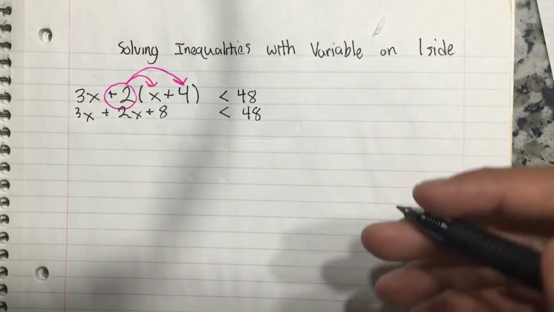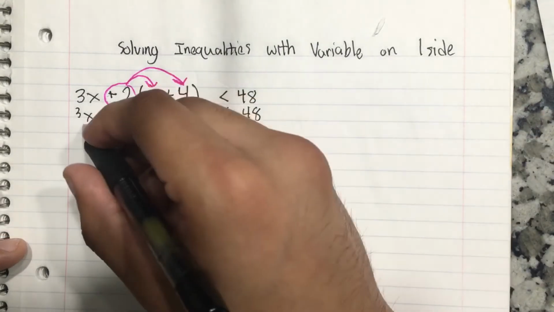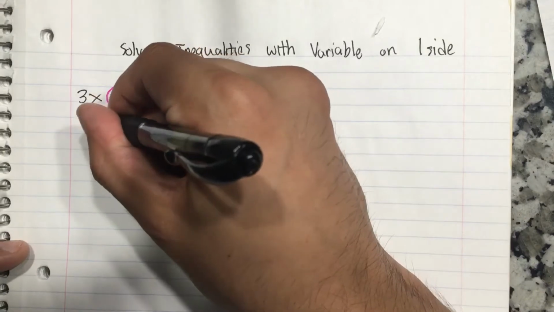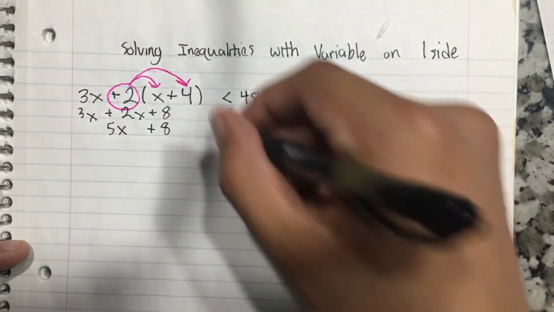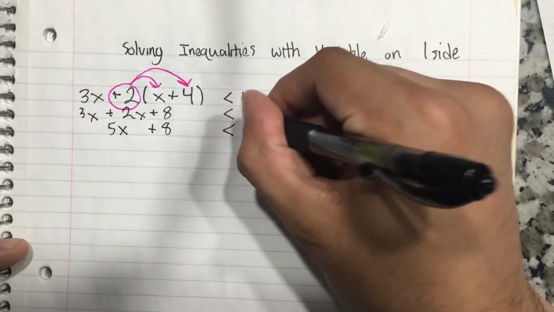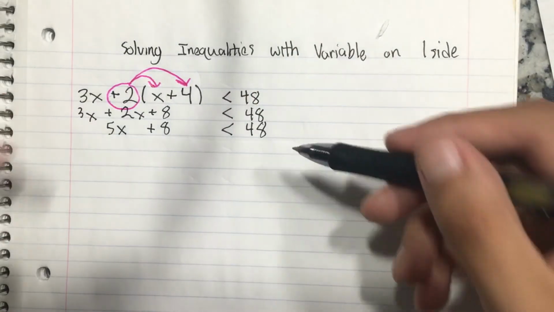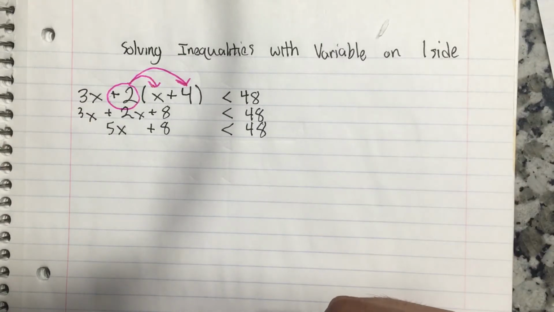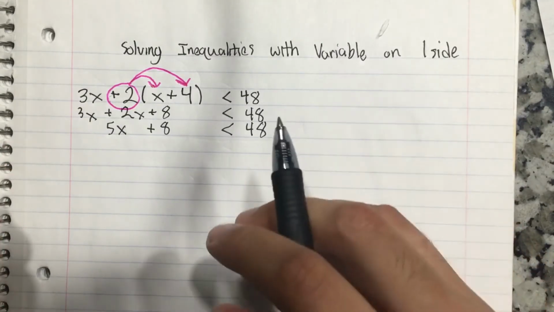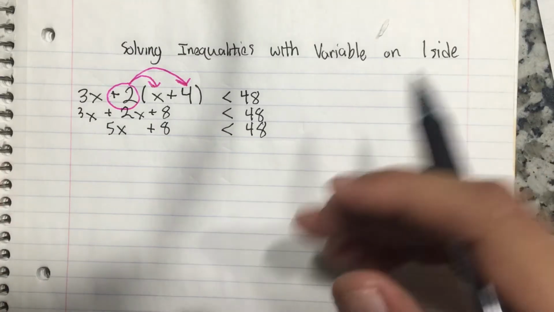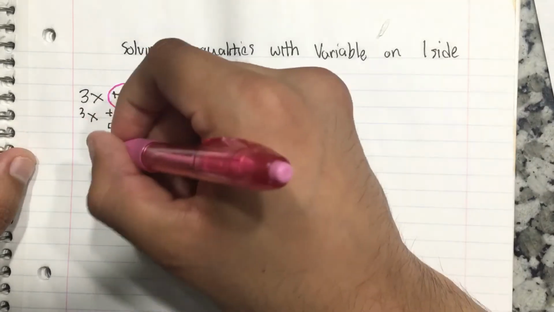Now we notice our left expression is already in descending order, so we don't need to rewrite it. We could just go ahead and combine our like terms. Let's add up all our x's. 3x plus 2x gives us 5x plus 8 is less than 48. Now we're down to a two-step equation. So just to make things safe and easier and start making habits for future problems where we have a lot of variables and stuff, let's create a t-chart.